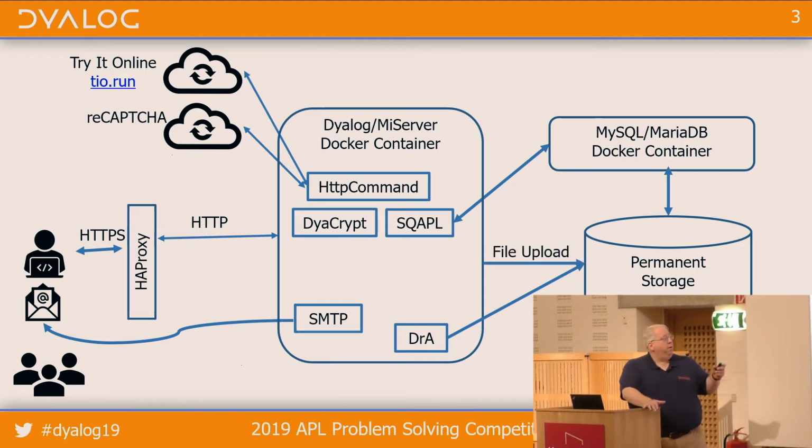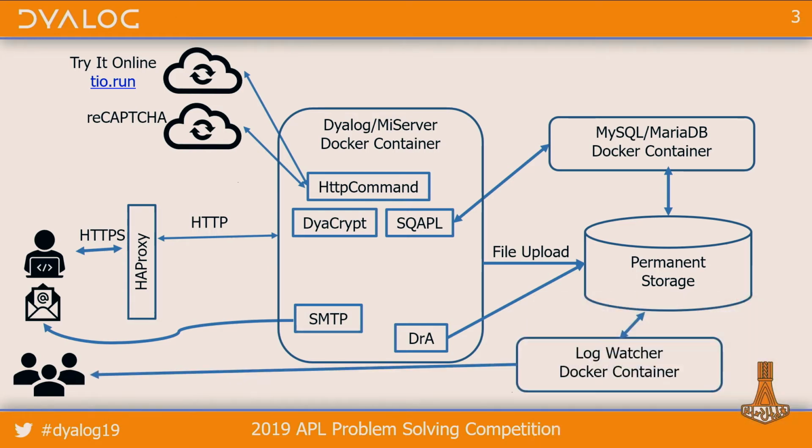Then for phase 2, we asked them to upload a file, a script file. And so we needed to have an upload capability from MiServer into permanent storage. Finally, Jason put together another Docker container that basically just watches the directory where the log files are placed. And when one of them shows up, it sends the team an email saying, hey, something may have gone wrong.